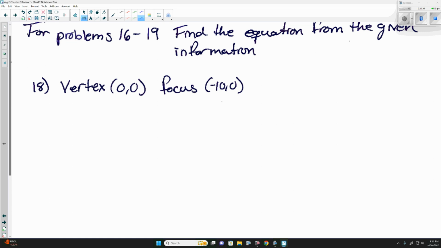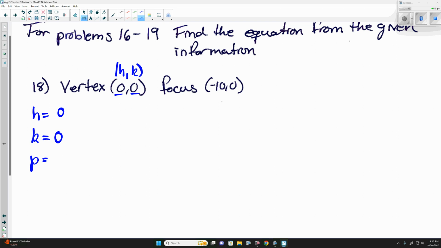Now again, just like with the previous one, we need to find the value of h, k, and p. Now the vertex is the point h comma k, and for us, h and k are both 0. Normally we'll be given two things: we'll either be given the vertex and focus or vertex and directrix. There's only one on the test that will give you all 3, but all the rest of them will only give you vertex and focus or vertex and directrix.